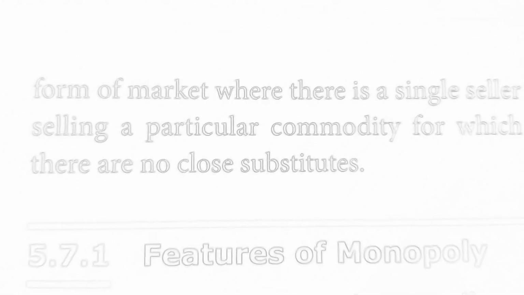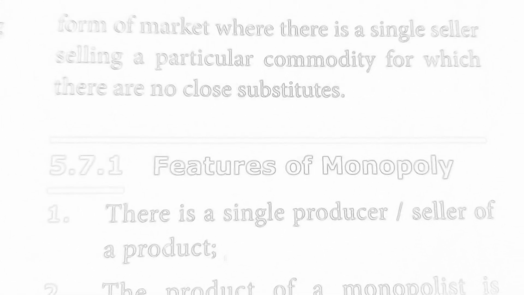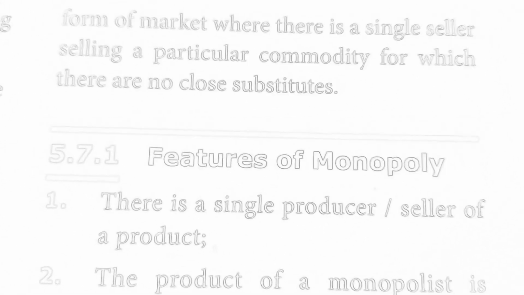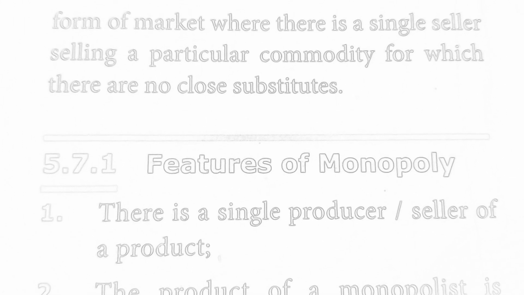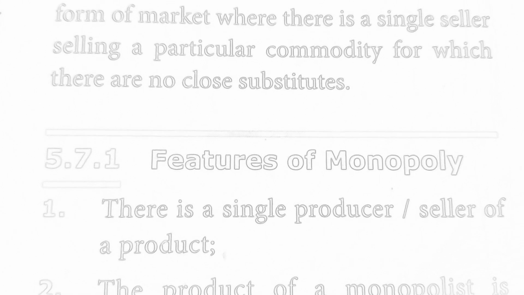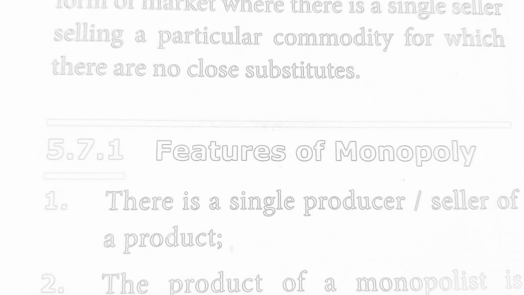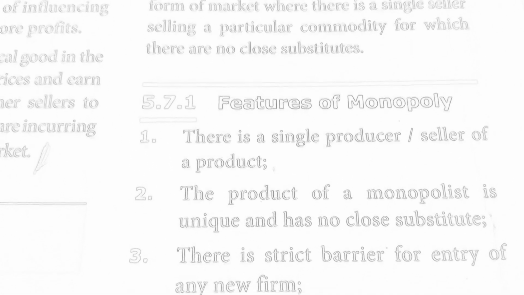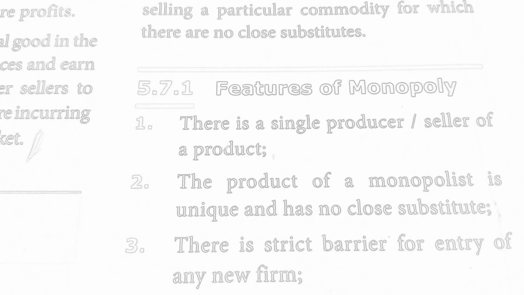What are the definitions of monopoly? Monopoly is a market structure characterized by a single seller selling a unique product with a restriction for a new firm to enter the market. Monopoly is a form of market where there is a single seller selling a particular commodity for which there are no close substitutes. There is no competition for the seller, and there are no close substitutes.